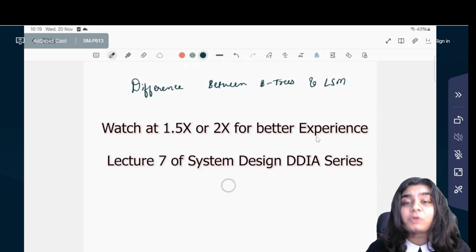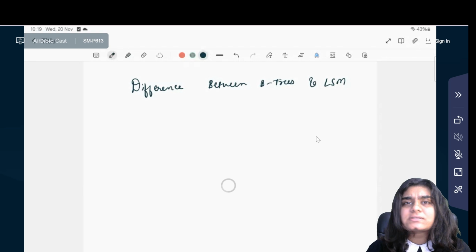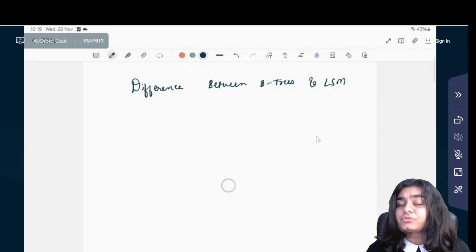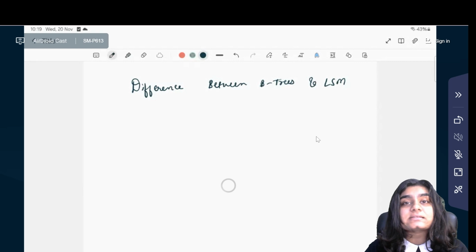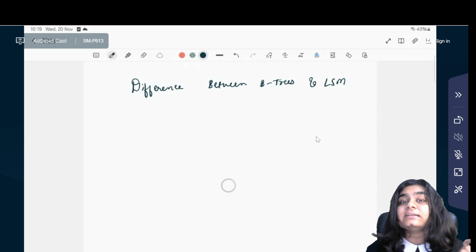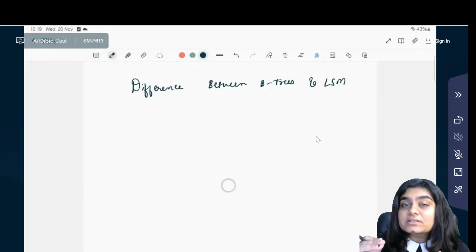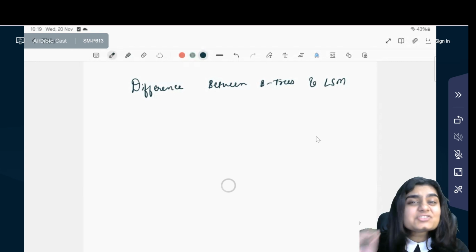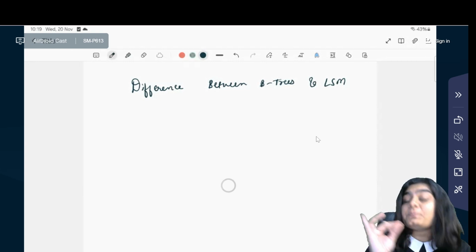Today we are going to learn about the difference between B trees and LSM trees. So when to use B trees and when to use LSM trees, and in which application, in which condition. Please make sure that you have watched the previous videos explaining B trees and LSM trees in detail. It is essential to understand the differences in how each data structure handles operations, storage, and performance.